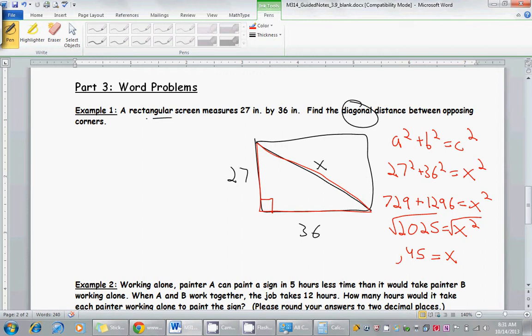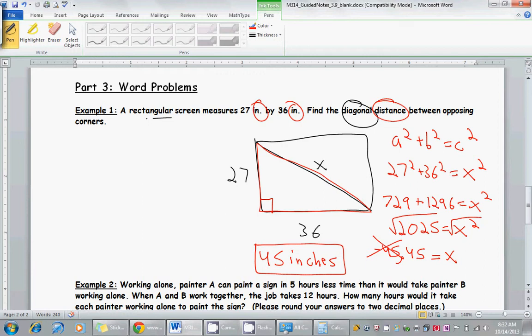And now some of you who are astute might go, but hey, isn't it also negative 45? Well, technically it is, because negative 45 squared will also get you 2025. However, in this case, we're looking for a distance. Find the diagonal distance between opposing corners. And so I can't have a negative distance. So in this case, x is just 45. So my final answer, as always, is not x equals 45. I'm measuring in inches. So the diagonal here is 45 inches.